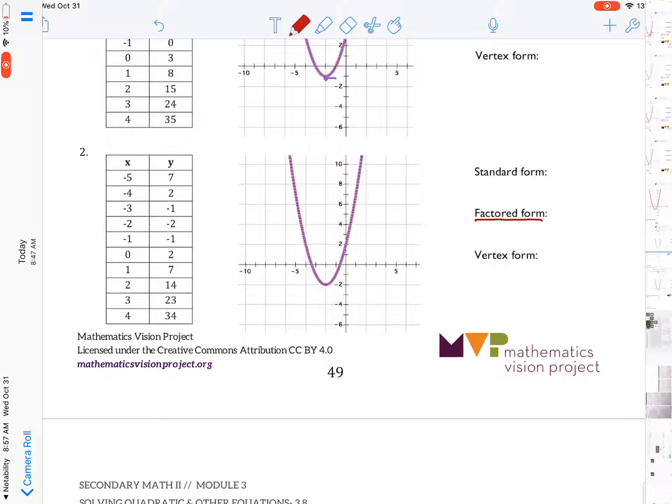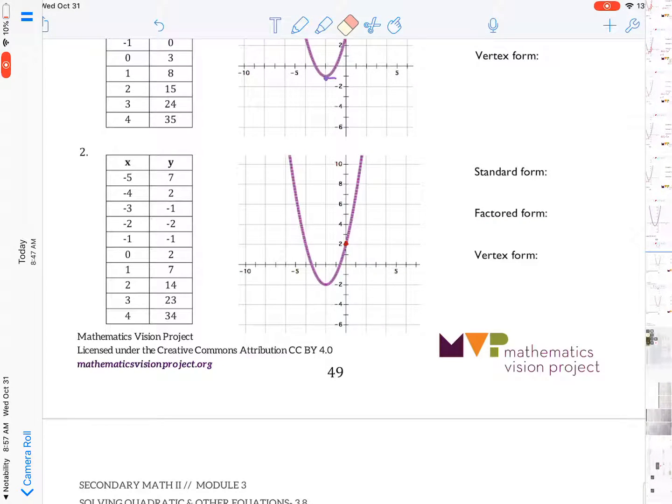If I was going for standard form, I might look and see that C is 2. I know that because it's the y-intercept. And then I could plug in different points, kind of like we did at the beginning of the year, if you remember one of the first days of school. Or I could go to vertex form, which is going to be a little bit easier.